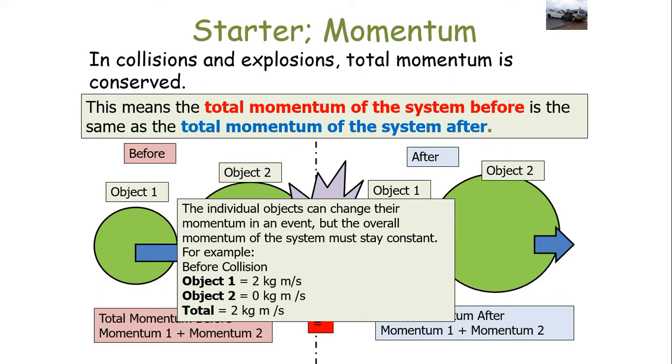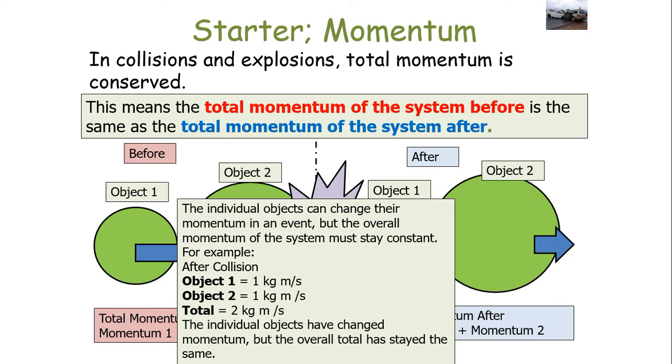So for example, before a collision, object 1 may have a momentum of 2 kilogram meters per second, whilst object 2 could have a momentum of 0 kilogram meters per second. So it gives us a total momentum of the system of 2 kilogram meters per second. Then after a collision, both objects have 1 kilogram meter per second momentum, so the total momentum of the system is 2 kilogram meters per second.